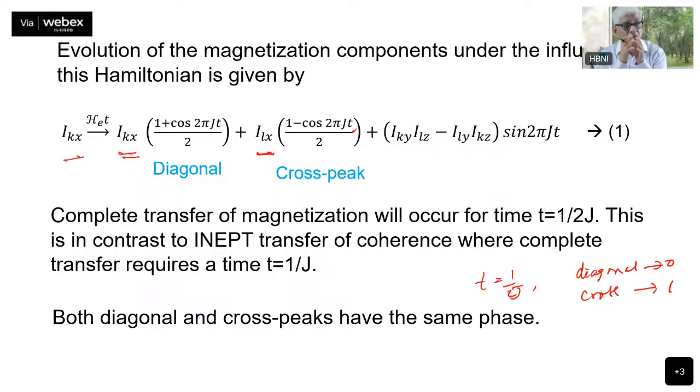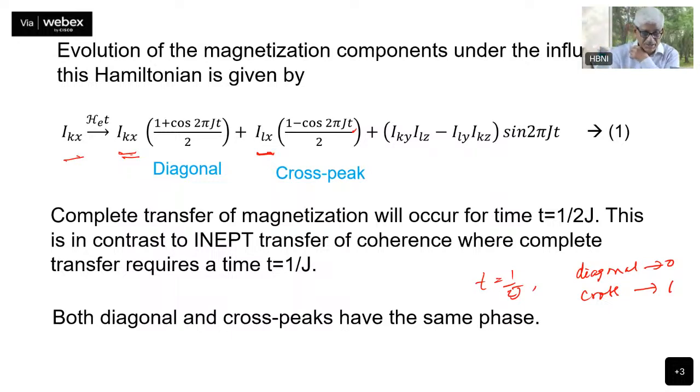The first 1 by 2J was to create antiphase magnetization in the INEPT. Antiphase magnetization means they have opposite signs, so we cannot decouple there. In order to be able to decouple, you put in another 1 by 2J, therefore it becomes 1 by J, and the total transfer then occurs over a period of 1 by J. And this you have achieved in half the time.